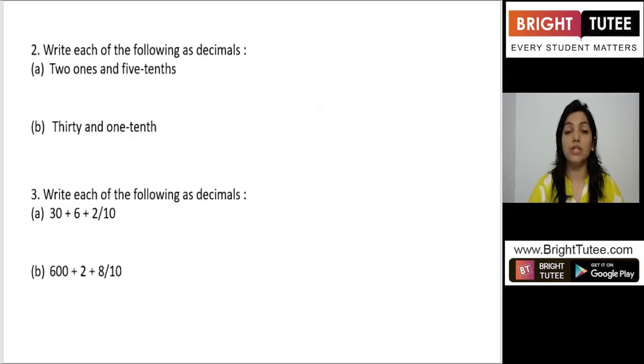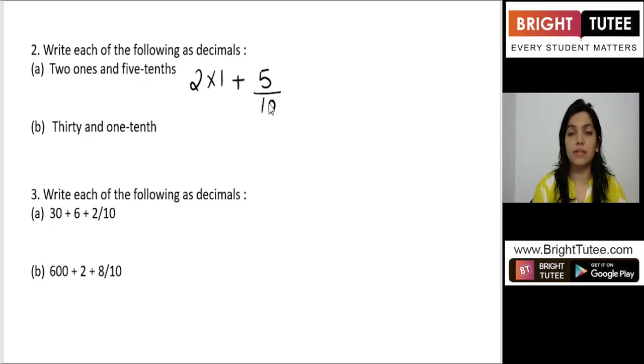It says write each of the following as decimals. Okay, we are representing these numbers as decimals now. The first number says 2 ones and 5 tenths. Let's expand this number that is given, these words, into numbers. So it is 2 times 1, that is 2 ones, and 5 tenths. So this is equal to 2.5. I hope this is clear.